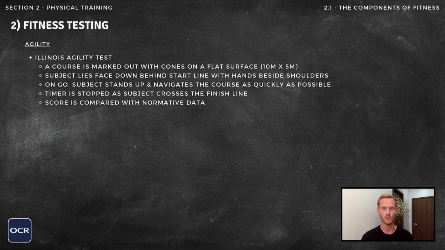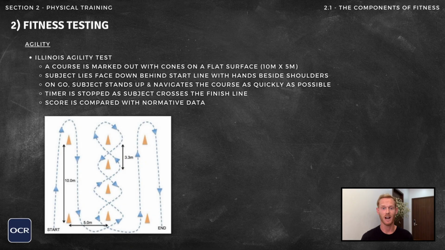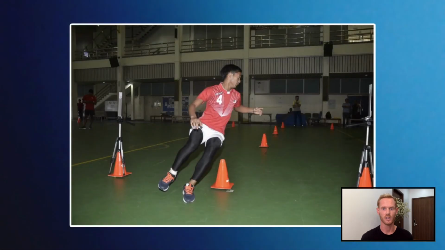Agility is measured using the Illinois Agility Test, which requires subjects to run around a 5 by 10 meter pre-marked course as quickly as possible. The subject lies face down behind the start line with their hands beside the chest. On go, the timer is started and the subject stands up and runs between the cones as quickly as possible. The timer is stopped as they cross the finish line and the score is compared with normative data.